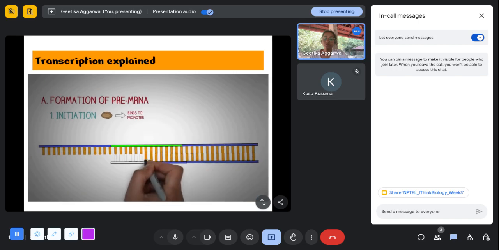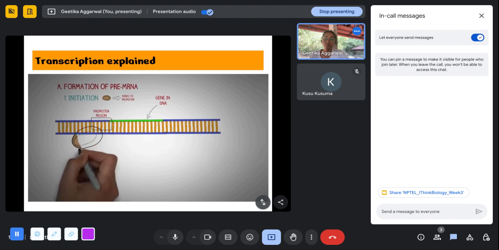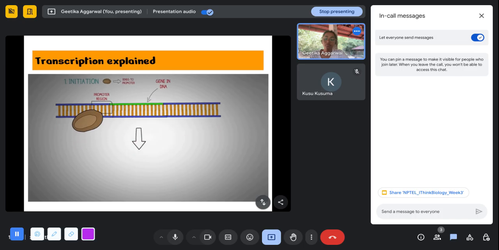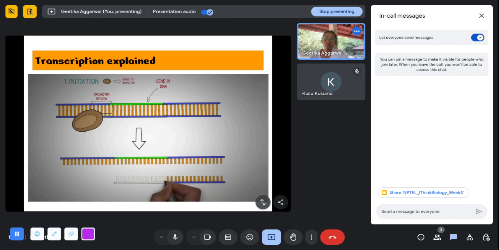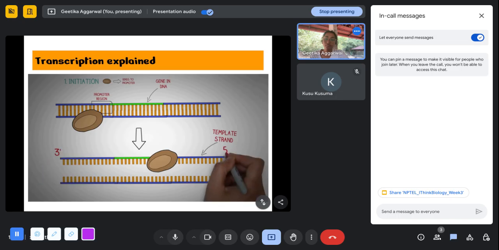Now let's suppose this is a gene that is shown in the green that needs transcription. At the beginning of each gene, there is a sequence of base pairs known as the promoter region of the gene. The promoter region serves as a guide which tells the enzyme RNA polymerase where to attach. Once the RNA polymerase binds to the promoter region, it separates these 2 strands of DNA, providing the single-stranded template needed for transcription. Only one of these strands is used in the process of transcription, which is known as a template strand. This strand always runs from the 3' to the 5' direction.